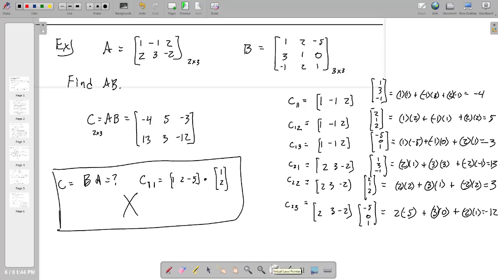And we already know that it won't work because we have 3 columns of B and 2 rows in A. So if we were doing B times A, this would be a 3 by 3 times a 2 by 3. Notice that their interior dimensions do not match. 3 and 2, they don't match. So this doesn't work. It's non-existent.